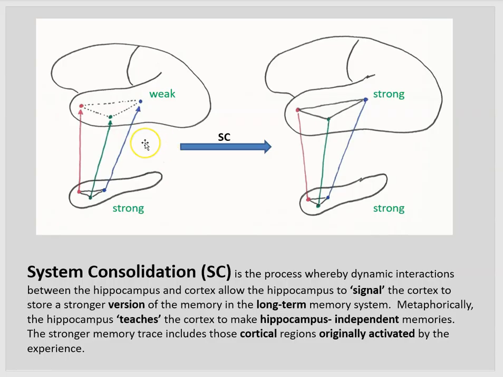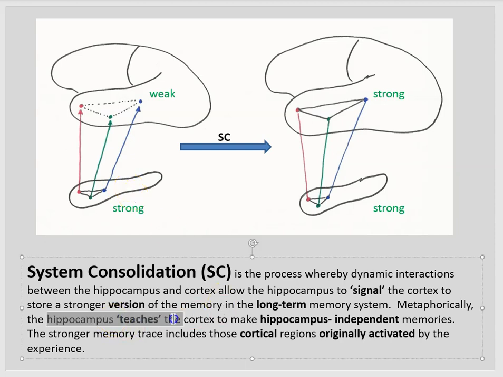A simplified way to understand what's happening during system consolidation: here on the left, we have our strong hippocampal memory trace. Notice I've pulled the hippocampus out of the brain here. We've got weak cortical memory traces, and system consolidation is simply going to strengthen those cortical memory traces. So there are dynamic events happening between the hippocampus and the cortex during sleep. The hippocampus is signaling the cortex to strengthen those cortical memory traces.